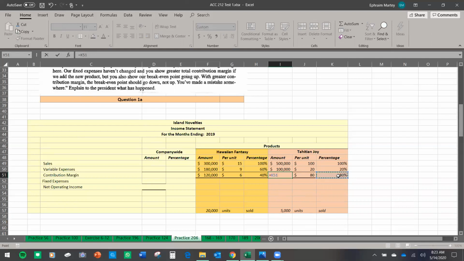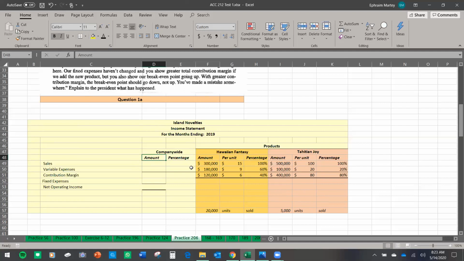There are two ways you can do it. You can take the percentage, multiply by this, that gives you 400,000. Or you can do this one, multiply by this, that gives you the same 400,000. Or you can take this minus this, that gives you the same 400,000. So there are several ways that you can do it, and you get the same number.